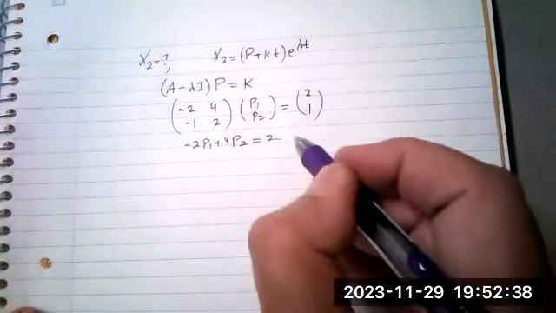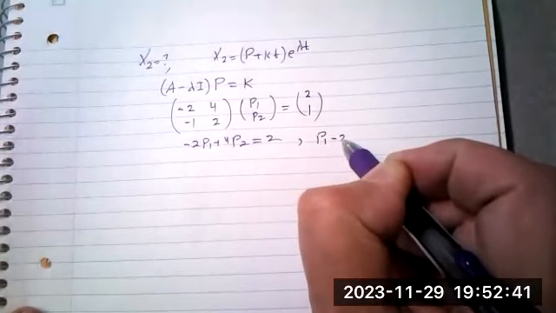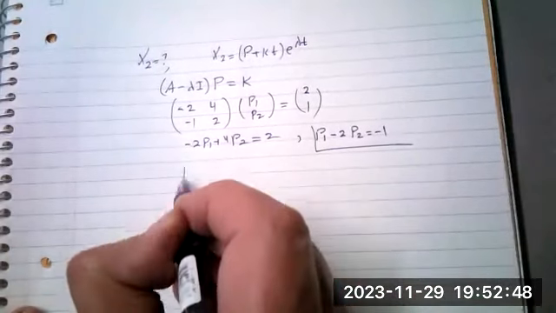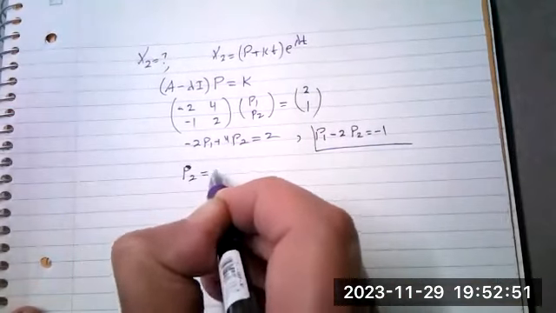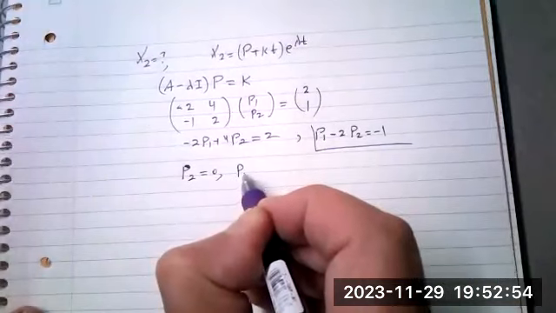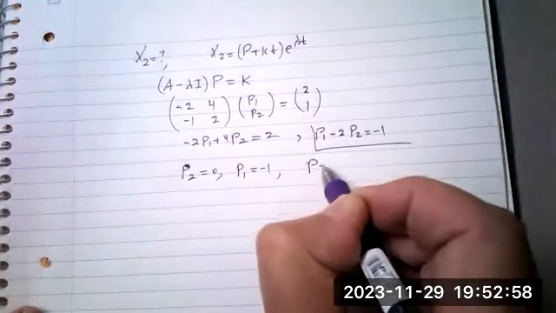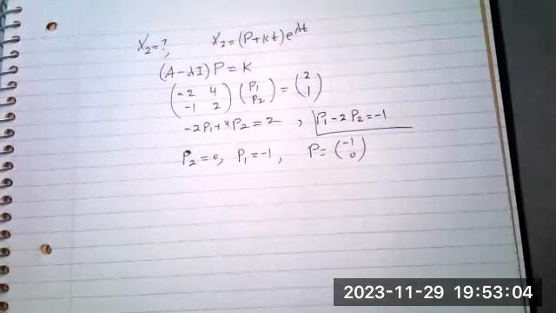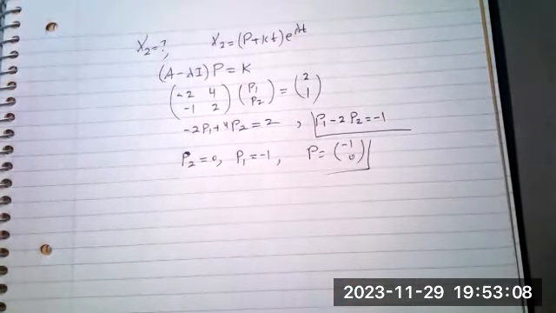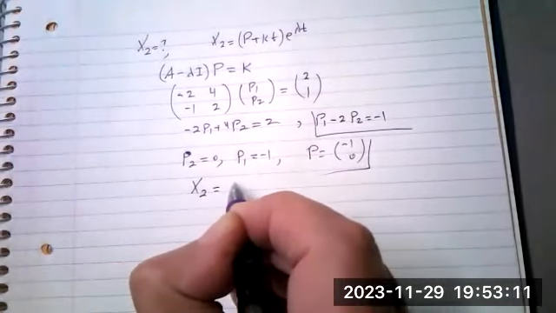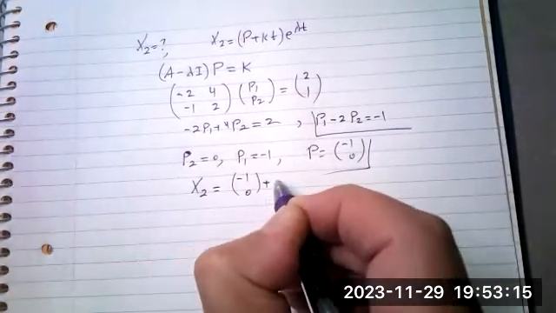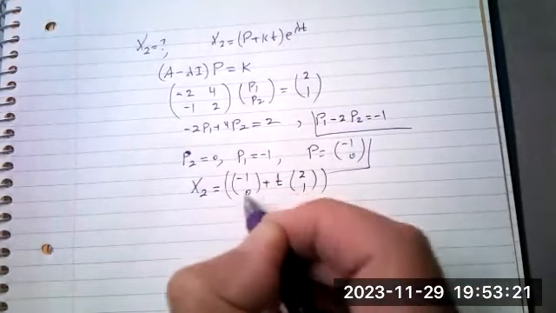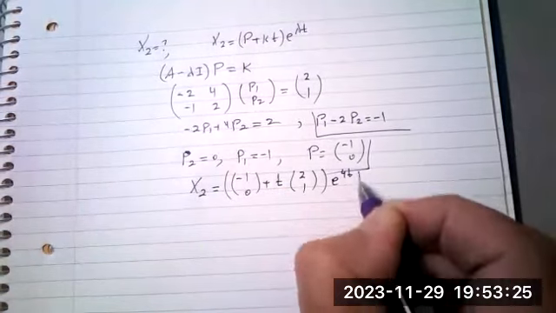We divide by negative 2, so that gives you P1 minus 2P2 equal to negative 1. Then you pick a number for P2, P2 equal to 0, it doesn't matter. So P is negative 1, 0. You know that there are infinitely many solutions. So we are ready to give you the second solution. X2 is equal to P, negative 1, 0, plus tK, which is t times 2, 1, times e to the 4t. So that's going to be your X2.